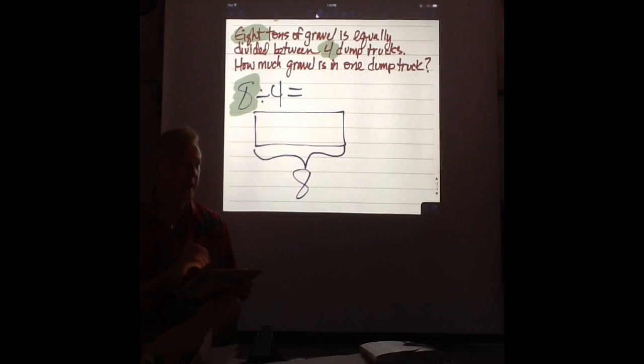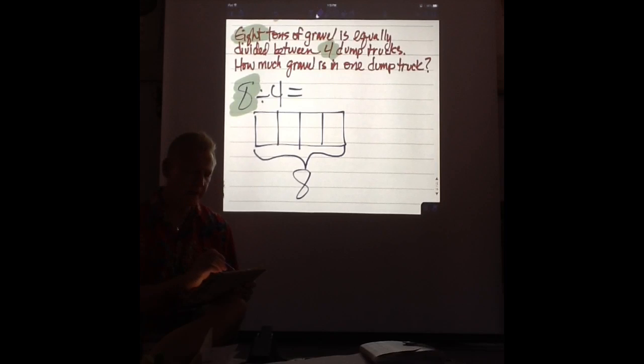And we're going to divide our tape diagram into what? We're going to divide it into 4 pieces, or 4 compartments. Okay, so we have 8 things, and we're going to divide it by 4. So how many items are going to be in each one, do you think?